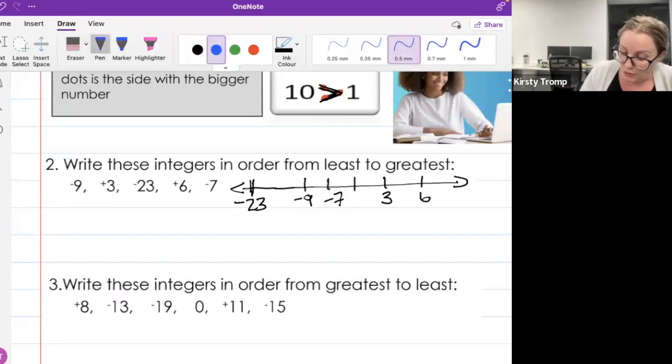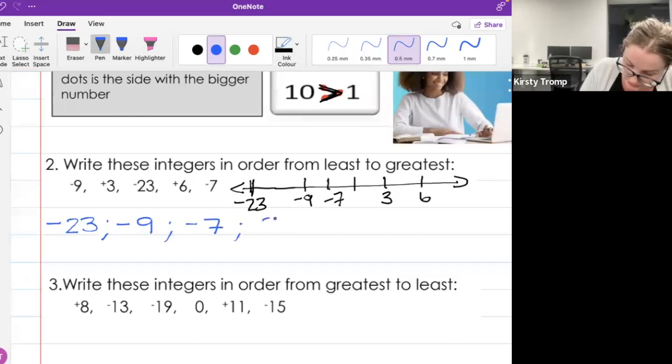And now I'm going to write my answer. So I've got: write integers in order from least to greatest. I've got -23, -9, -7, 3, and then 6. I'm going to give you a chance to do it now.